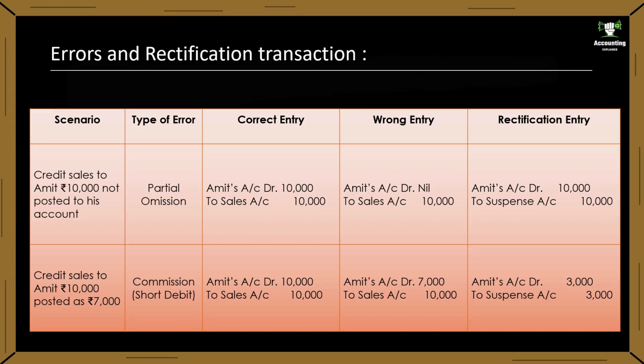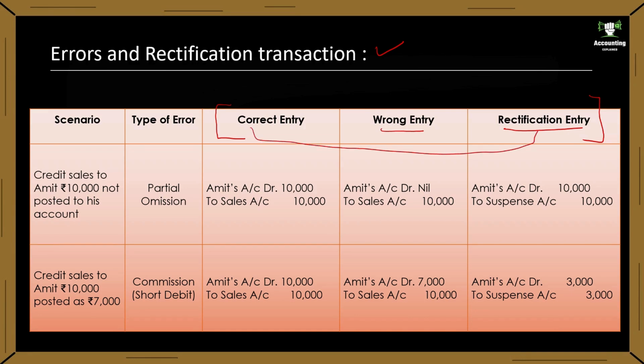Now we are going to take some transactions and see how we are going to do the rectification. The format which I am going to use is, first I am going to pass the correct entry, then the wrong entry, then the rectification entry. The same format I have used even for the errors that do not affect the trial balance video. Please follow the same format. You will not make any mistake.